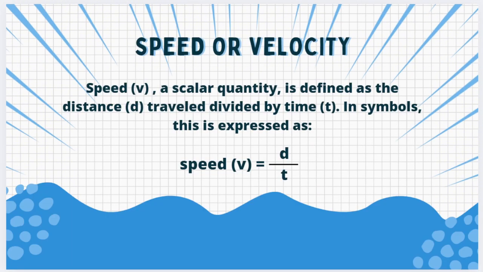So just like distance and displacement, we also have scalar and vector quantities in this set. Speed is a scalar quantity and is defined as distance traveled over time. Bakit siya naging scalar? Kasi you have a scalar divided by another scalar. So you have distance and time. Therefore, the answer would also be a scalar. So again, speed is equal to distance divided by time.